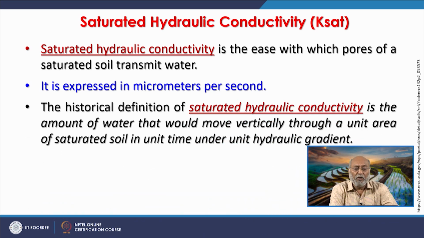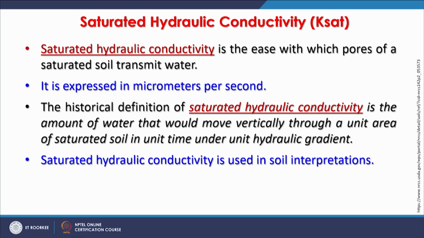The historical definition of saturated hydraulic conductivity is the amount of water that would move vertically through a unit area. So, here we are talking about vertical movement in a saturated soil under unit hydraulic gradient. This becomes important in the case of groundwater recharge structures or in those estimations. So, saturated hydraulic conductivity is used for soil interpretation. It is also known as K sat.